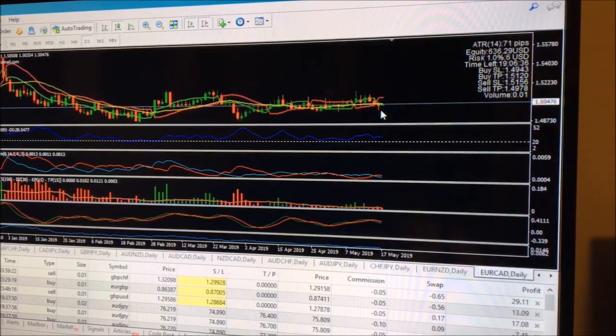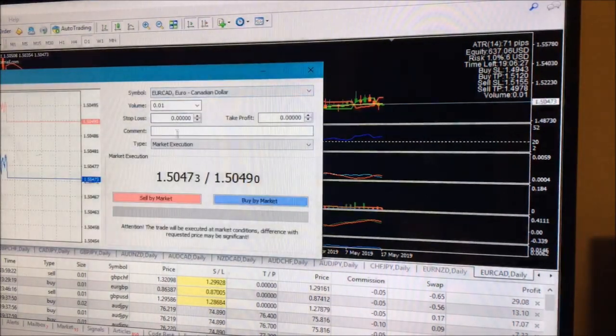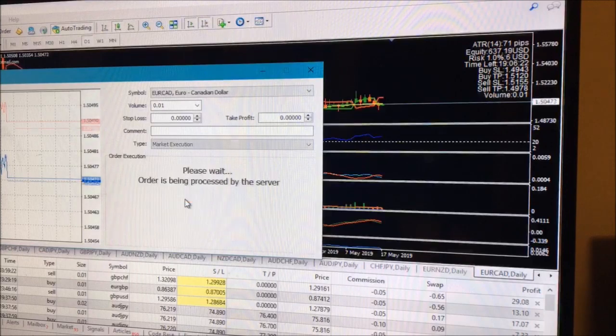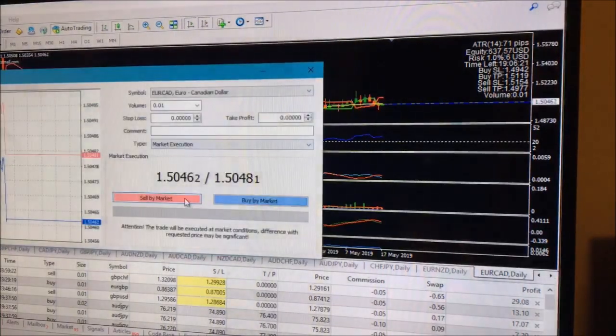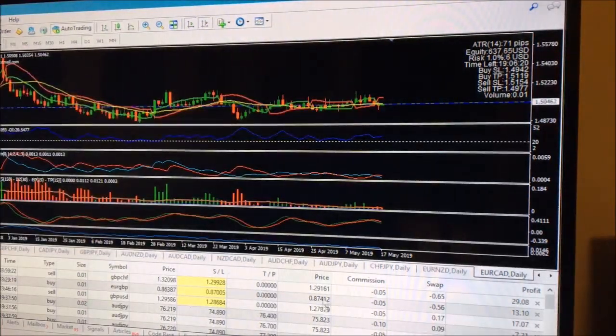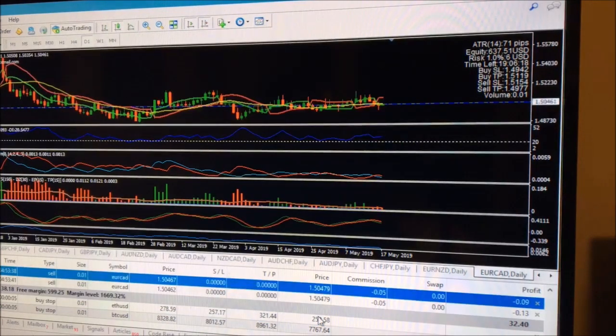All right, so we are going to go short. I am going to abide by the volume that it tells me to take. I'm going to be taking 2 positions. So let's go ahead and do that. So there's 1, there's 2. And now I am going to add stop losses and take profits.